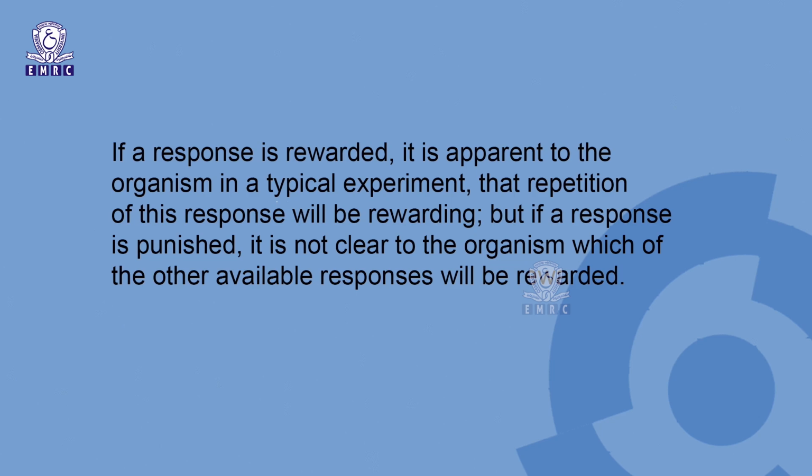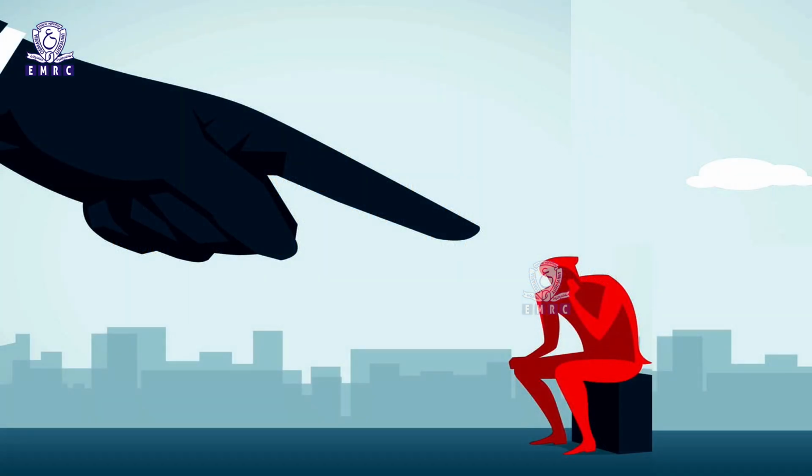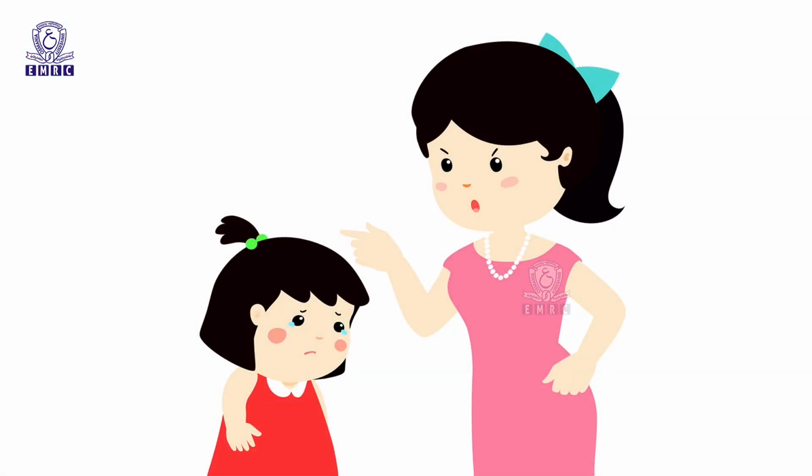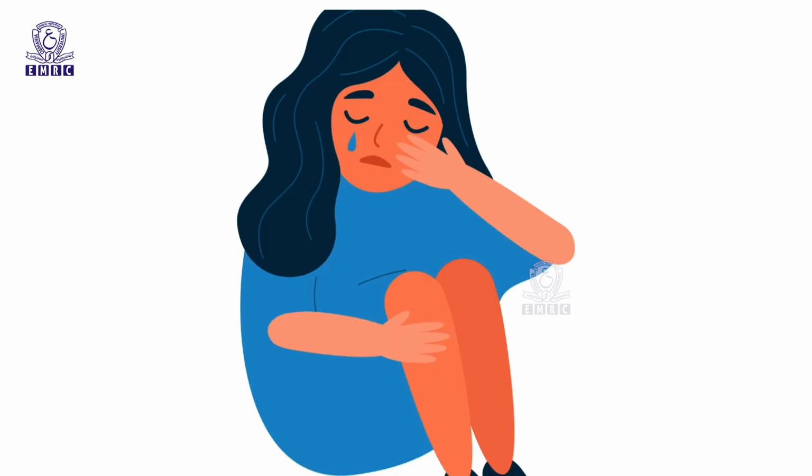If a response is rewarded, it is apparent to the organism in a typical experiment that repetition of this response will be rewarding. But if a response is punished, it is not clear to the organism which of the other available responses will be rewarded. So, in effect, it tells the organism what not to do, but it carries no information by itself which tells the organism what particular alternative course of behavior should be followed. That is why it has not always been found to be effective. If one's goal is to obtain a large permanent decrease in behavior, it is better that punishment be immediately introduced, or better that some other alternative reinforcement is given along with the punishment.